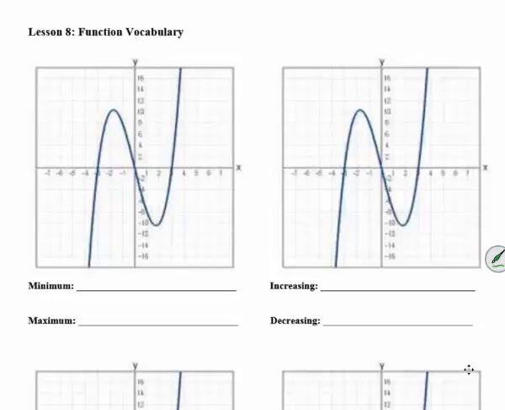So minimum, hopefully that makes sense. Minimum usually means low, small, so this is going to be your lowest turning point. In this graph, that would be right here, right? It turns, that's called a minimum. The point right here for the minimum is going to be (2, -10). Right, so I'm going to try to associate here with colors.